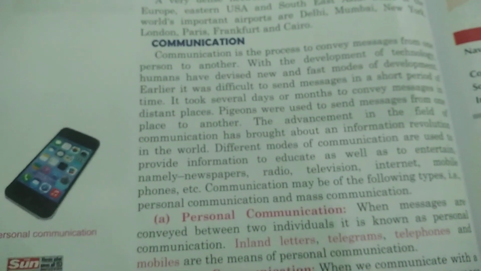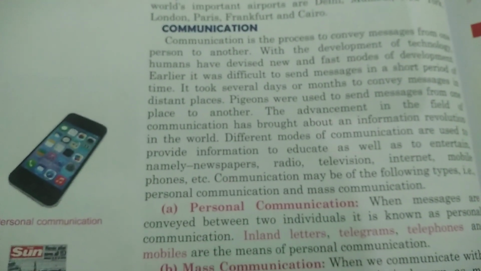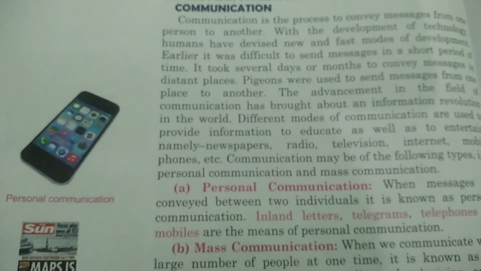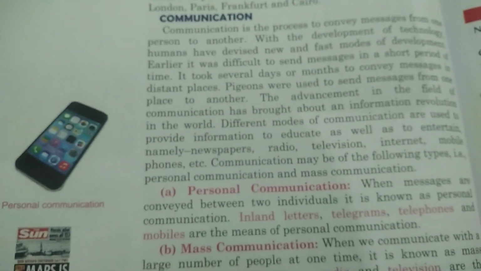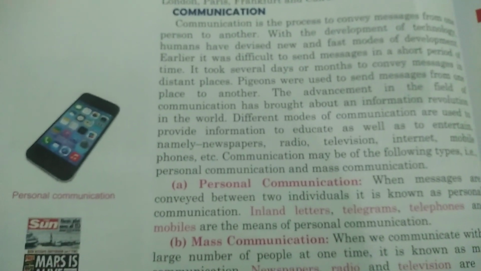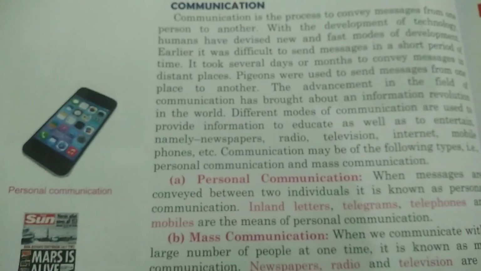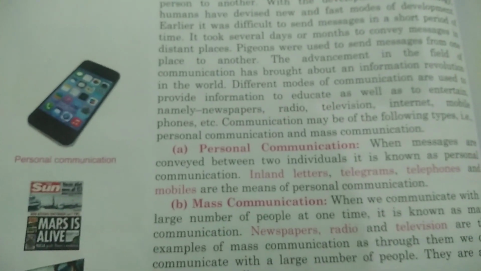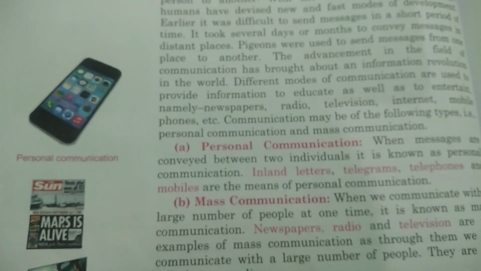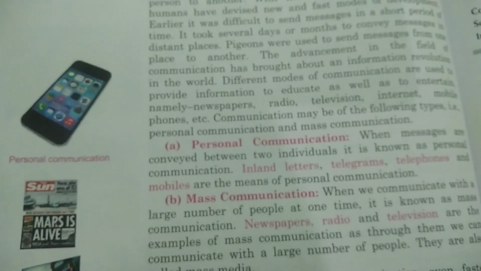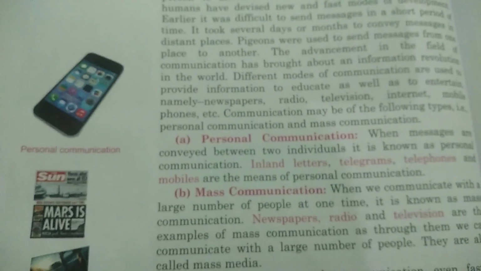Next one, communication. Communication is the process to convey a message from one person to another. In early periods, animals and birds were used for sending messages. Now we are using different methods for communicating. Examples: mobile phone, television, internet, radio, newspaper. And communication may be classified into two parts: personal communication and mass communication.